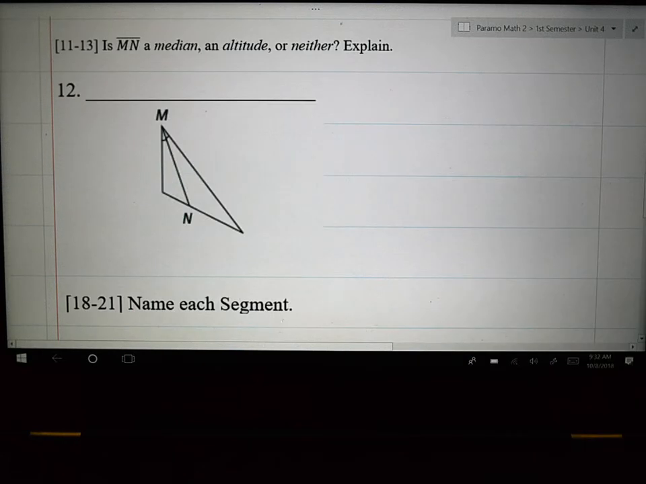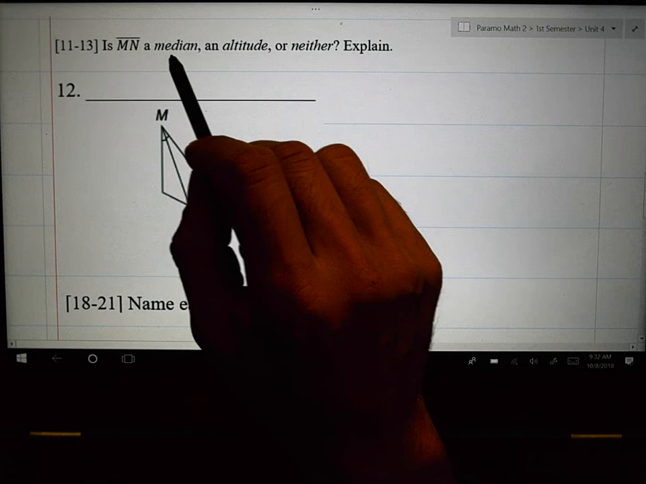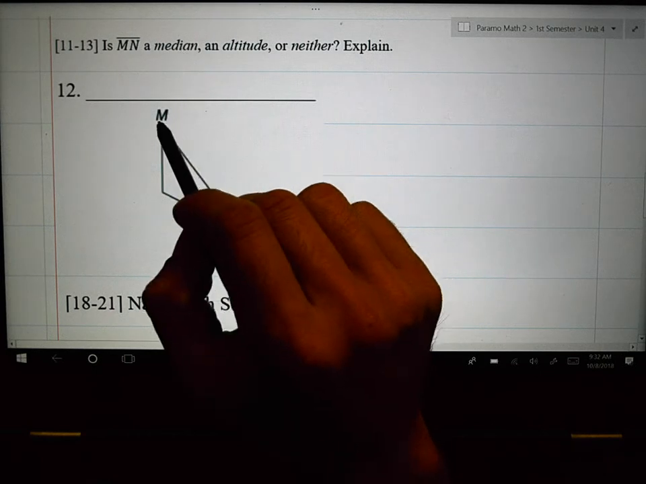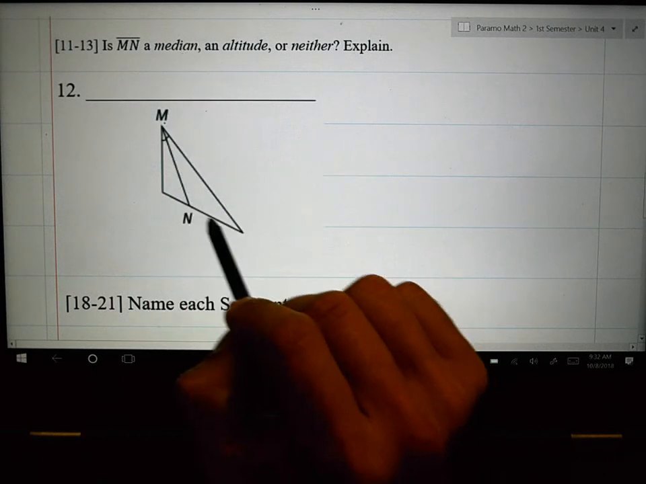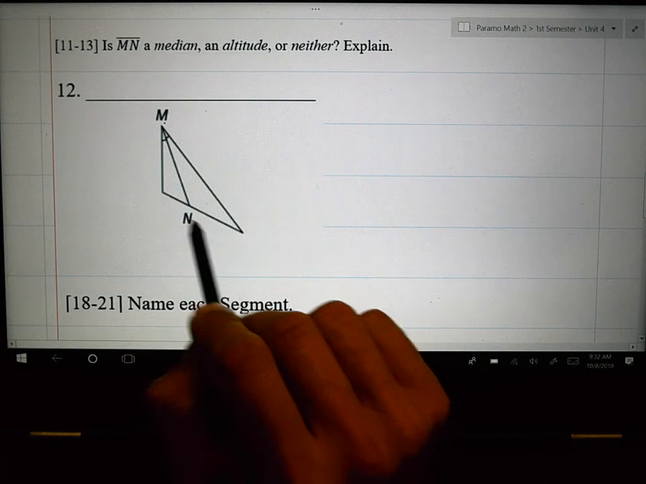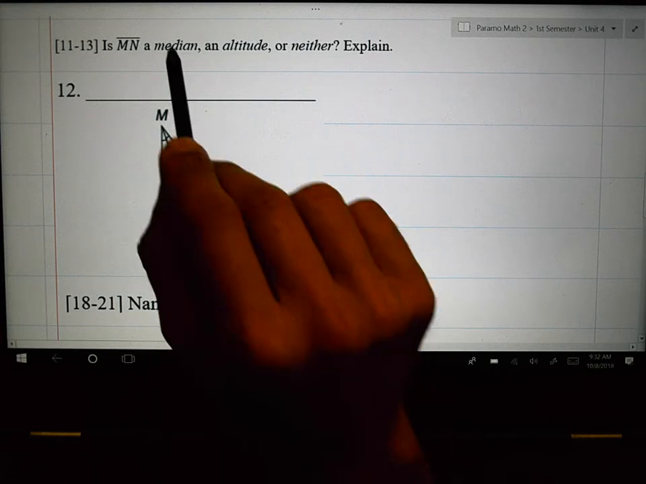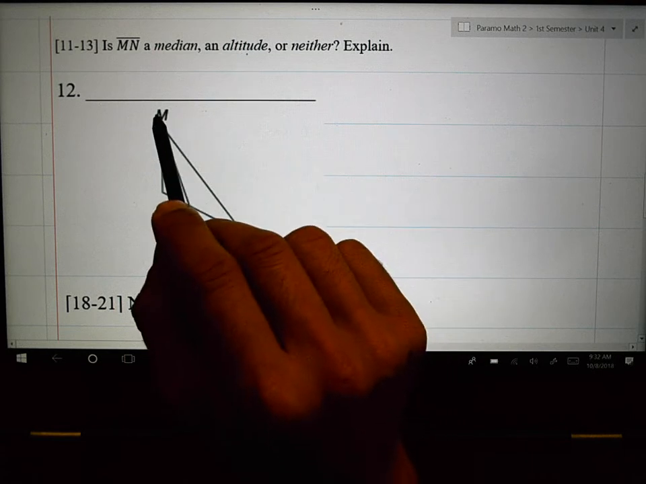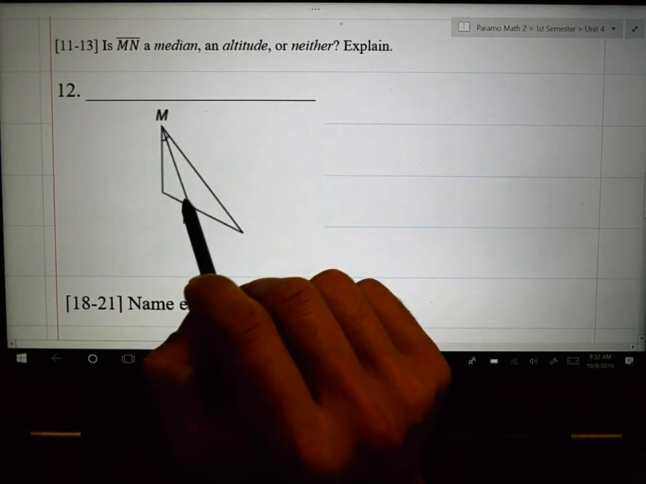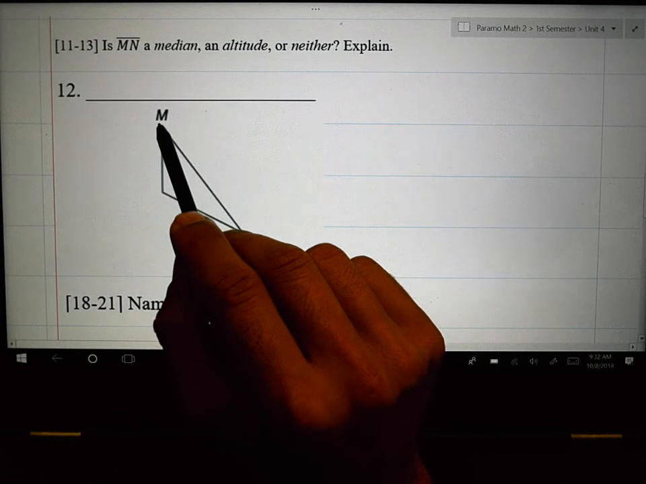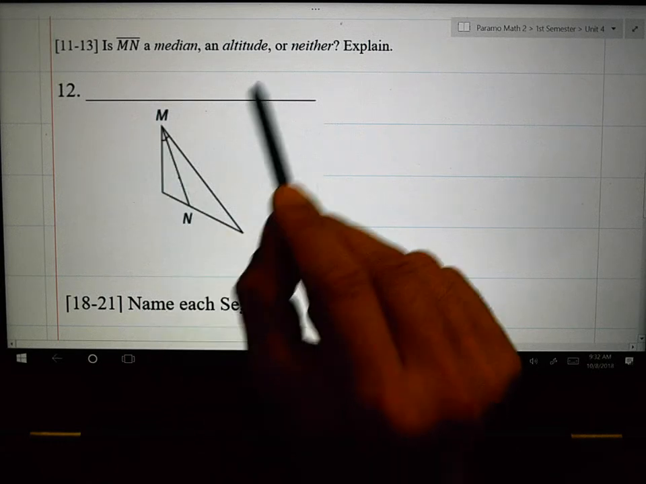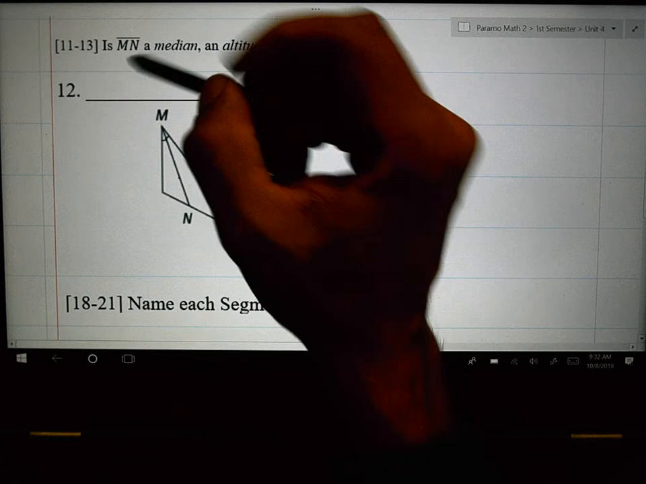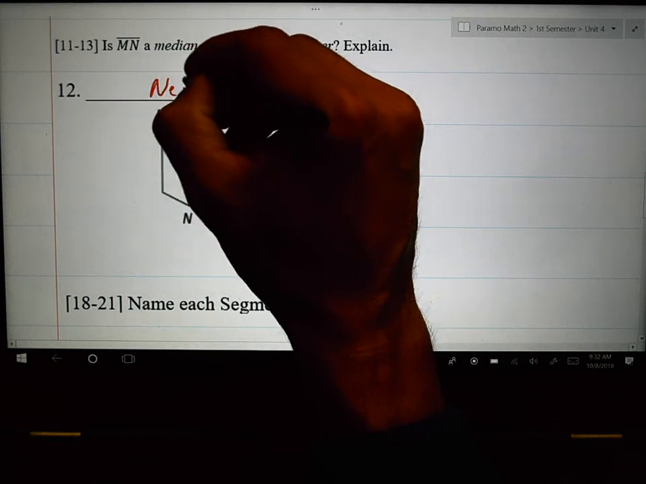Number 12. Is MN a median, an altitude, or neither? It's a median if it goes from the vertex to the midpoint on the other side. Do I see that this is a midpoint at all? It's not a median. Is it perpendicular to the outside? Nope. This is called an angle bisector, but of our 3 choices, we're going to say that it is neither right now.